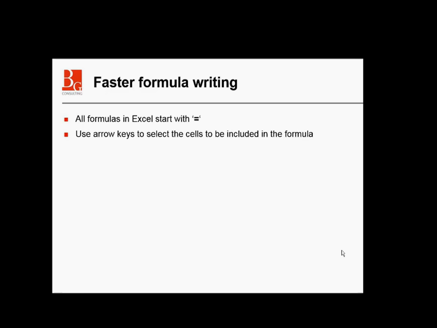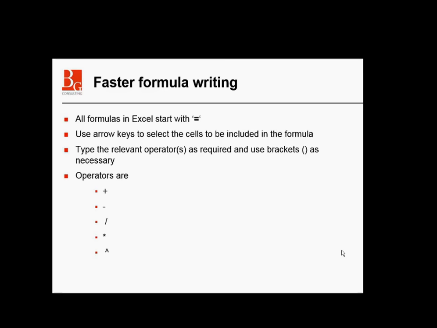Firstly, faster formula writing. All formulas in Excel start with an equal sign. You can then use arrow keys to select which cells you want to include in the formula and type in the operators as needed. The operators are plus, minus, divide by, multiply by, and to the power of. Press Enter when you've finished.